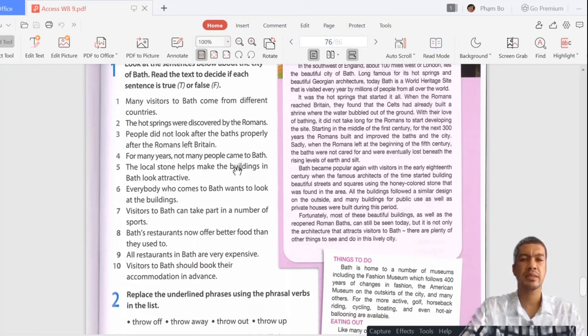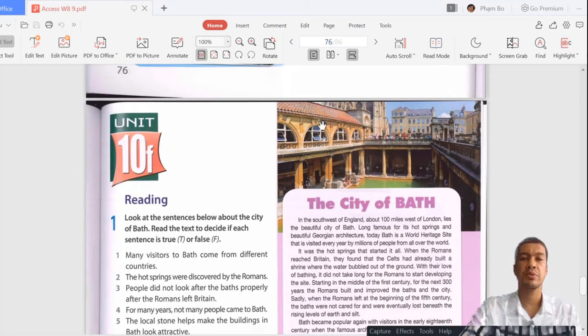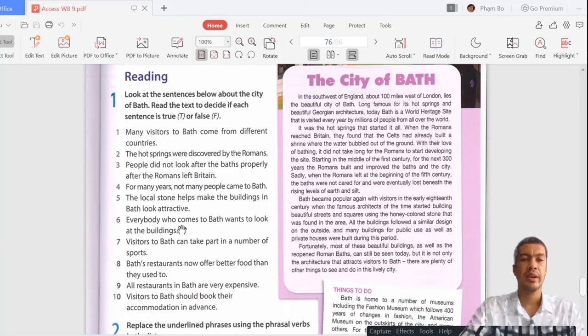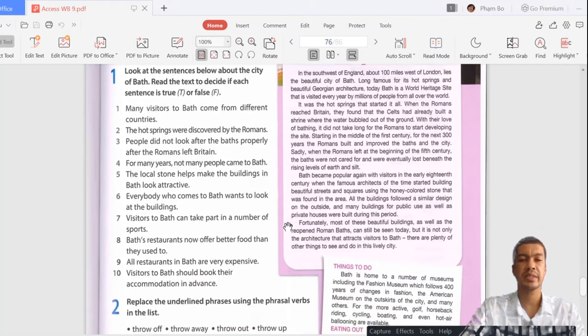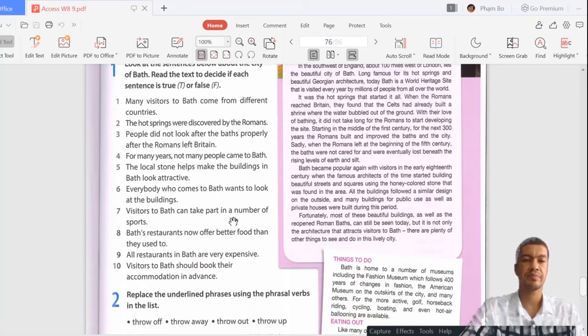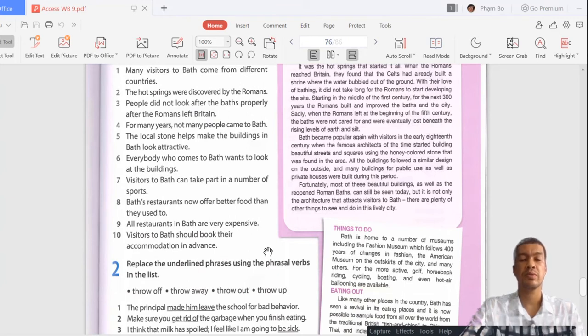Right, the local stone helps make the buildings in Bath look very attractive. And that is true as well because of the beautiful landscape and because of the beautiful architecture around these stones. Right, everybody who wants to come to Bath wants to look at the buildings, and that's not true because not everyone who wants to come to Bath wants to look at the buildings, but to go to the hot springs and look at the inner side of the city of Bath. Right, visitors to Bath can take part in a number of sports, and that is true as well. Bath restaurants now offer better food than they used to. Right, and we can see that that is false. All right, and number nine, all restaurants in Bath are very expensive, and that's false. It's quite reasonably priced for everyone to enjoy all of the local cuisine.